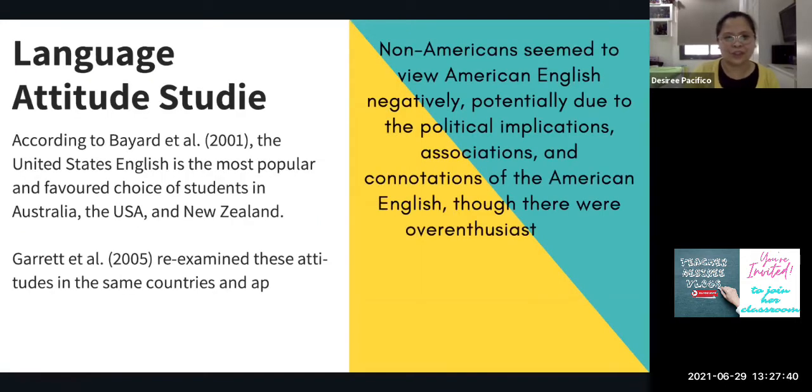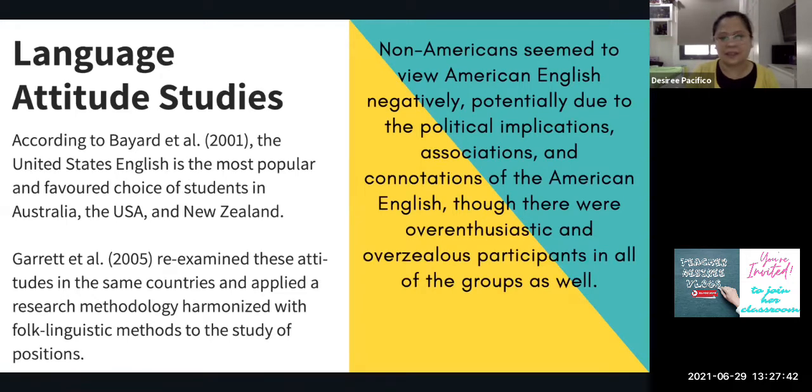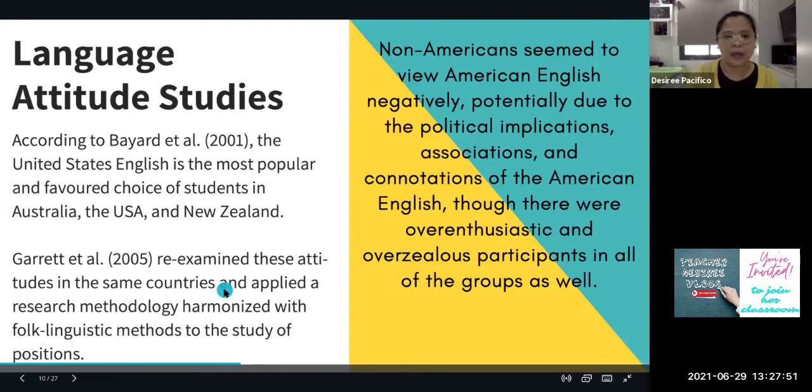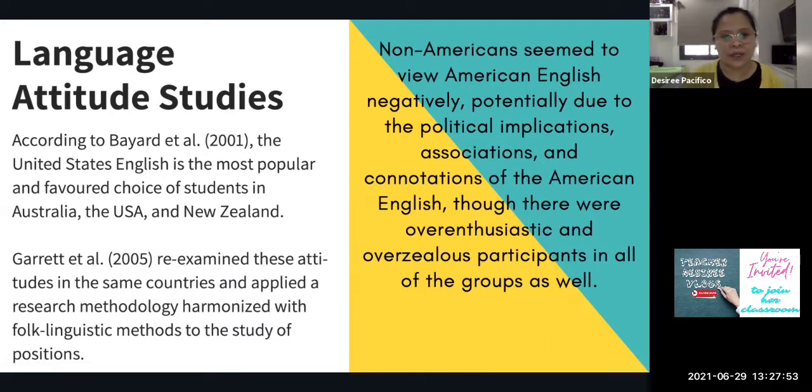Language attitude studies. In these studies, the researchers have shown the attitudes of different countries toward different languages. According to Bayard et al., the United States English is the most popular and favored choice of students in Australia, the USA, and New Zealand.